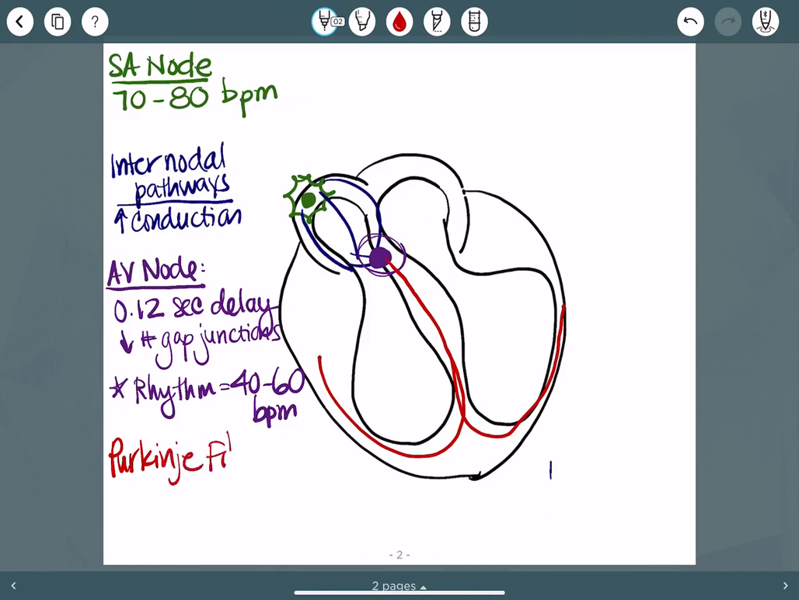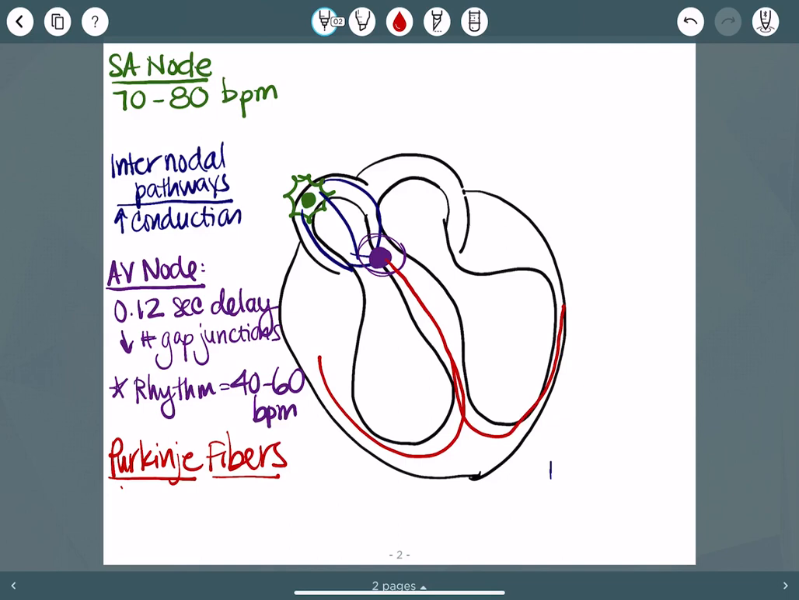Purkinje fibers. Purkinje fibers are significant because much like the internodal pathway, they have a very high rate of conduction. They conduct the action potential 150 times faster than the AV node. They're 6 times faster than an individual myocyte. Super, super fast. How do they do it?